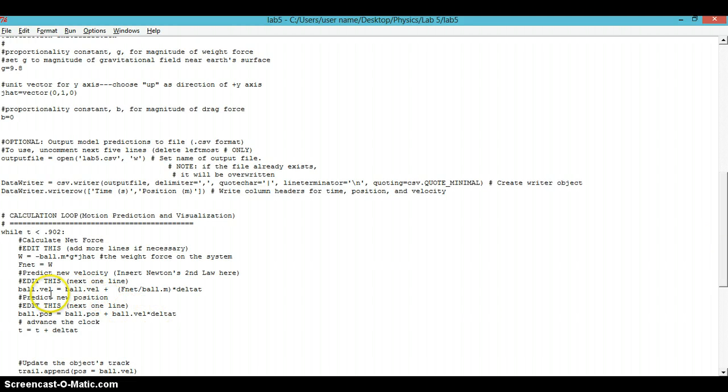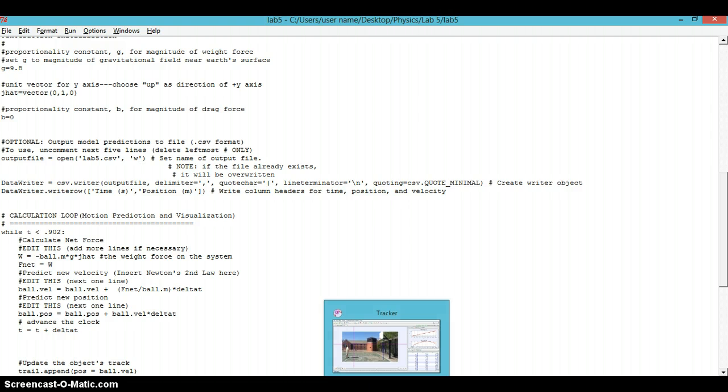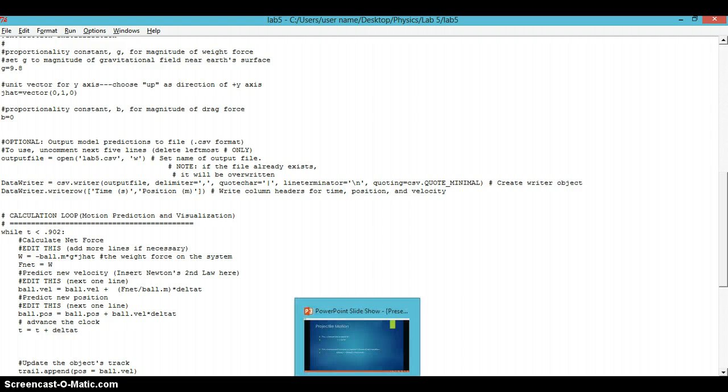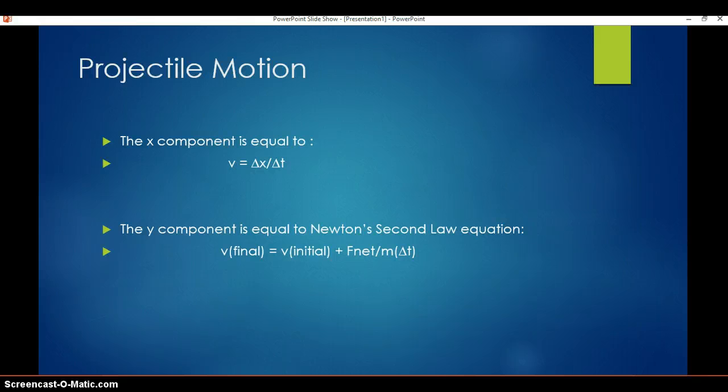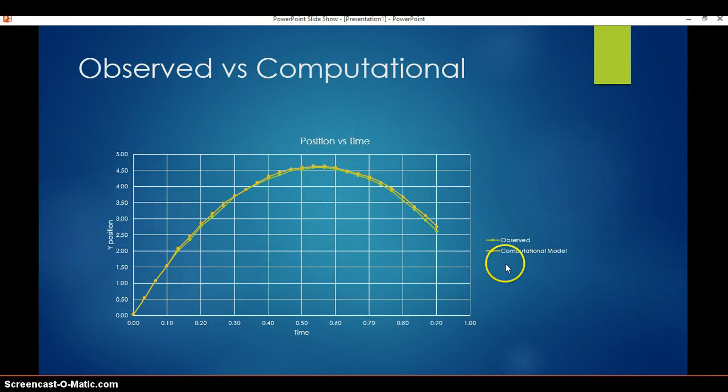And here is where we do the Newton's second law equation: velocity equals velocity plus F net divided by mass of the ball times Δt. And this is going to output all the y positions over time over 0.902 seconds using a time step of 0.01. And after you run it, I copied it all over to an Excel file. And once I compared the Excel file graphs with each other, the computational model is the gold line, and the observed is the yellow line, and the yellow line is the lower one, and the gold one is the computational model.